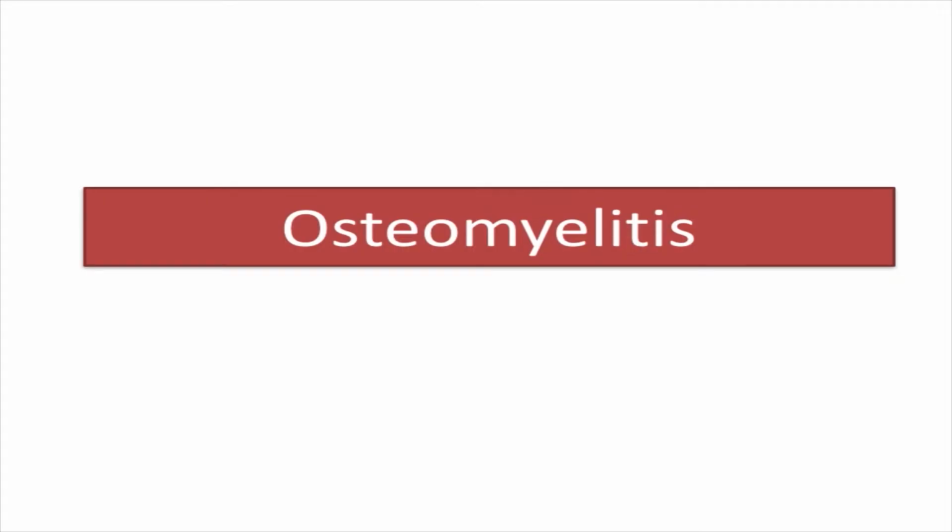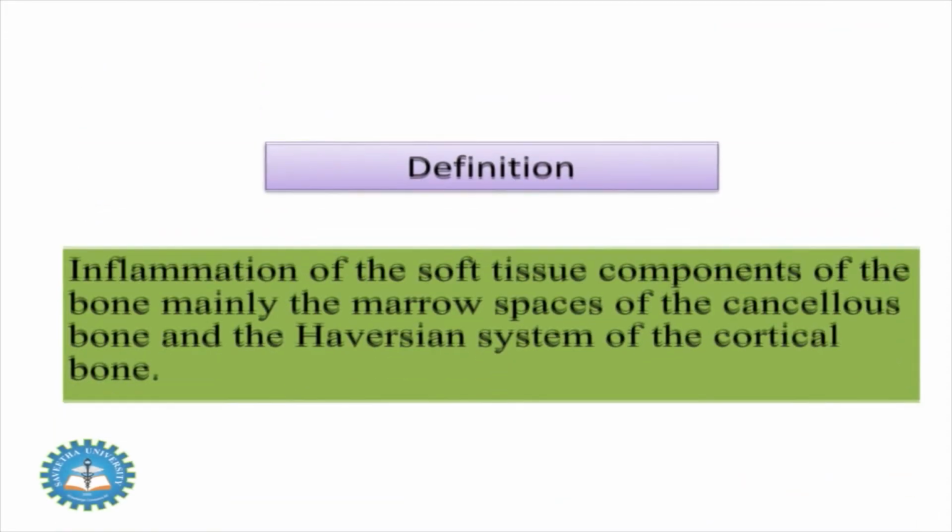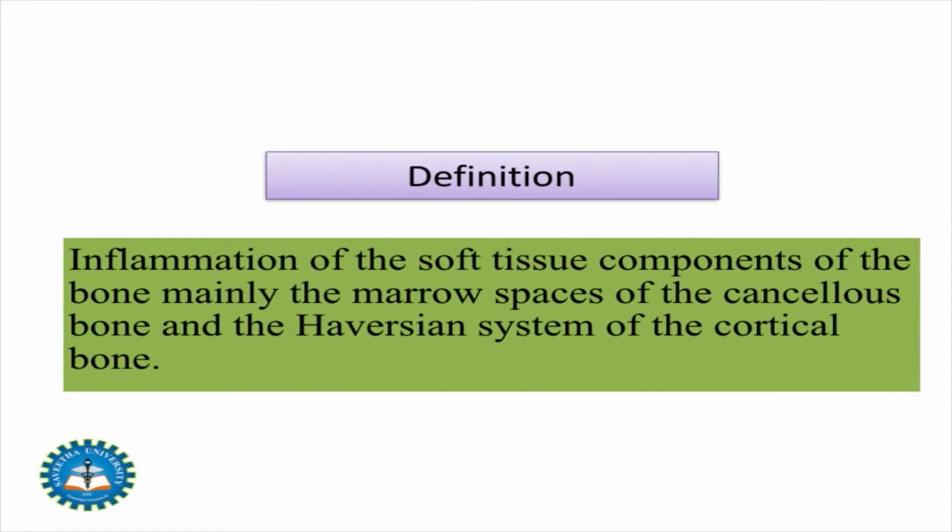Another possibility which can occur as a sequelae of pulpal and periapical infection is inflammation of the soft tissue components of the bone, which is called osteomyelitis. Osteo means bone, myelo means marrow spaces, and itis means inflammation. So inflammation of the bone and the bone marrow is called osteomyelitis.